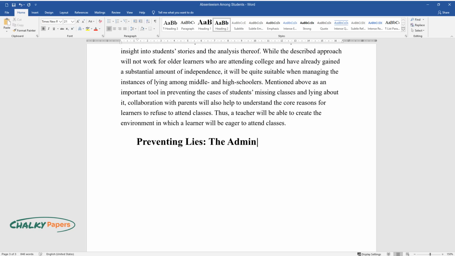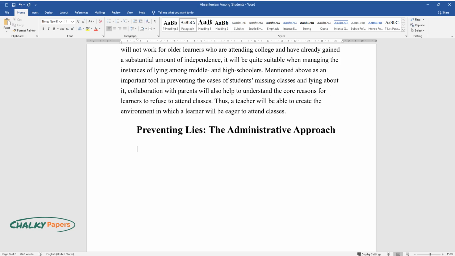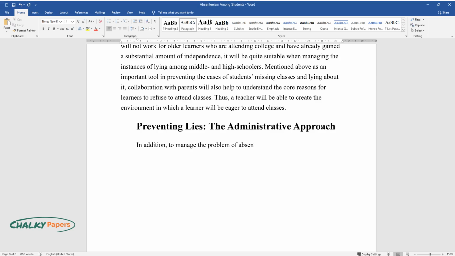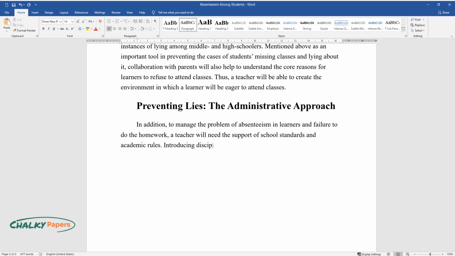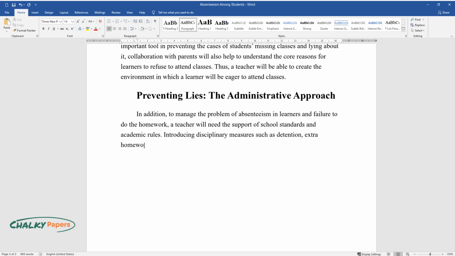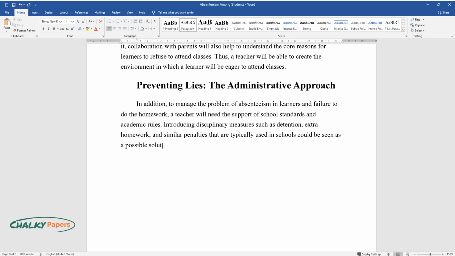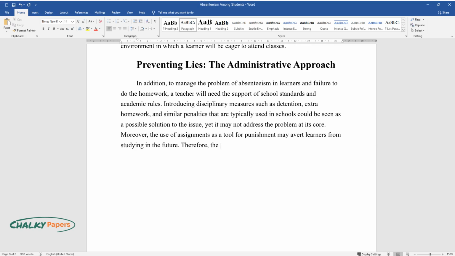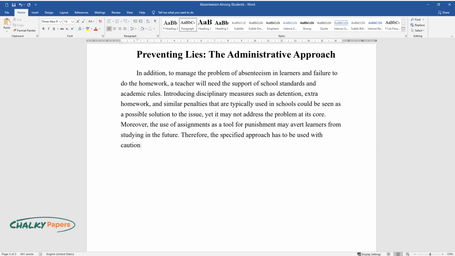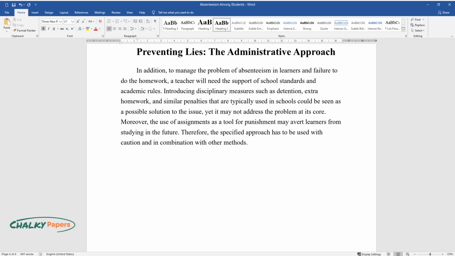Preventing lies, the administrative approach. In addition, to manage the problem of absenteeism in learners and failure to do the homework, a teacher will need the support of school standards and academic rules. Introducing disciplinary measures such as detention, extra homework, and similar penalties that are typically used in schools could be seen as a possible solution to the issue, yet it may not address the problem at its core. Moreover, the use of assignments as a tool for punishment may avert learners from studying in the future. Therefore, the specified approach has to be used with caution and in combination with other methods.